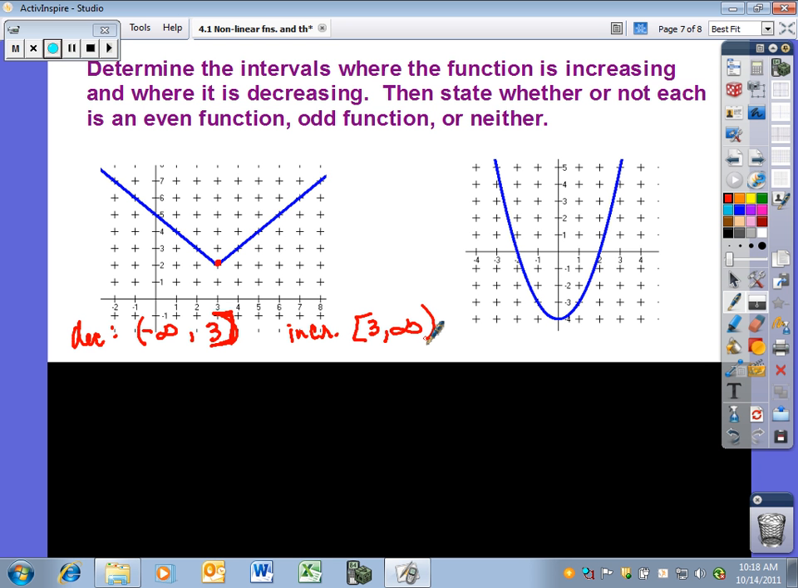To be even, it must be symmetric across the y-axis. Is this function symmetric across that? Nope. To be odd, it must be symmetric around this point. Is that function even symmetric around that point? Nope. So this would be neither even nor odd.